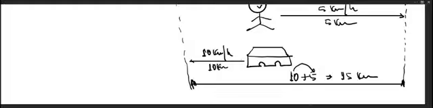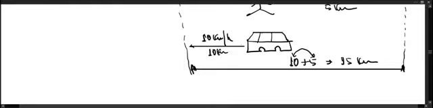So the total distance will be the sum of the distance traveled by both the man and the car. So in case of opposite direction, we add the speed of both the objects. That is x plus y.